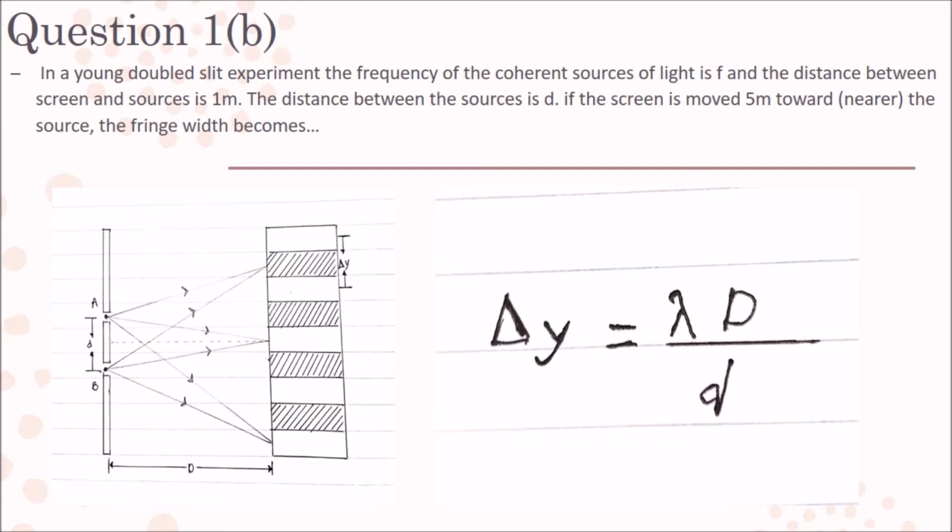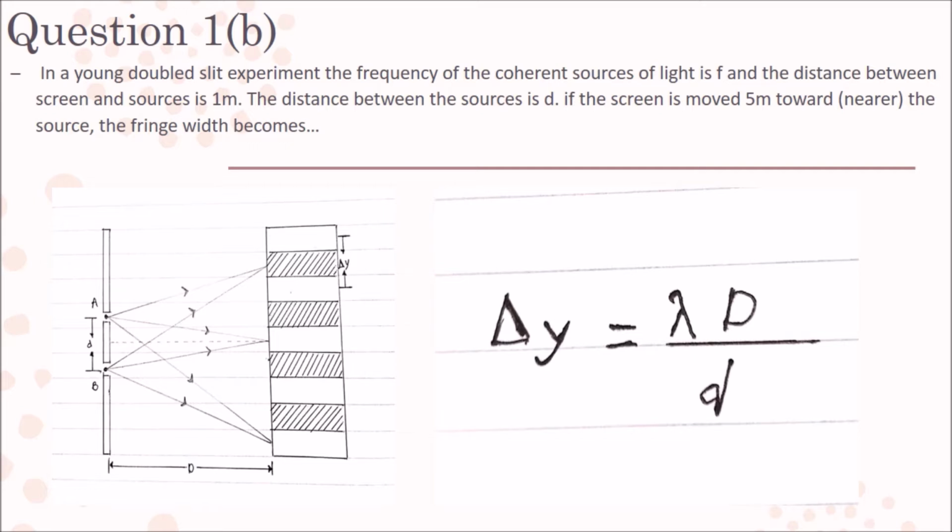Right then, I'm Faiz Raimi and I will give the explanation for question 1b. In a Young's double slit experiment, the frequency of the coherent source of light is f, and the distance between screen and source is 1 meter. The distance between the sources is d. If the screen is moved 5 meters further from the source, the fringe width will become?